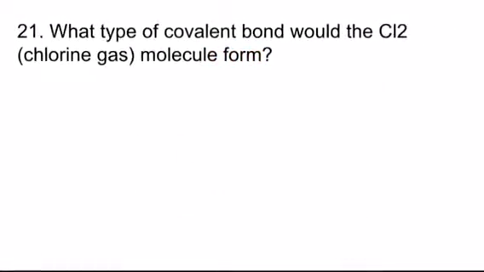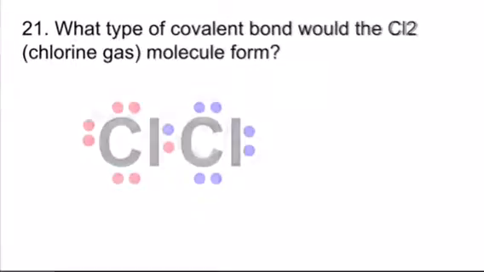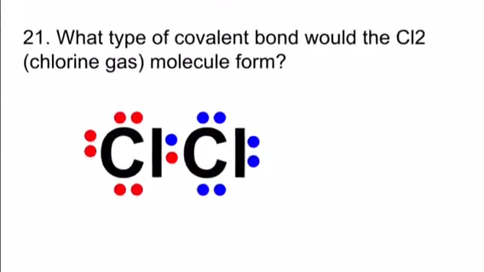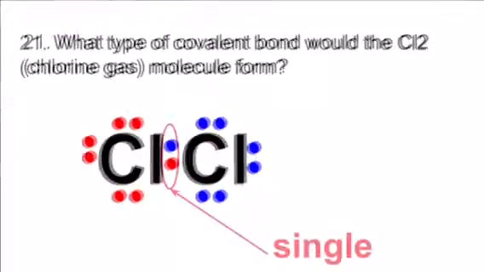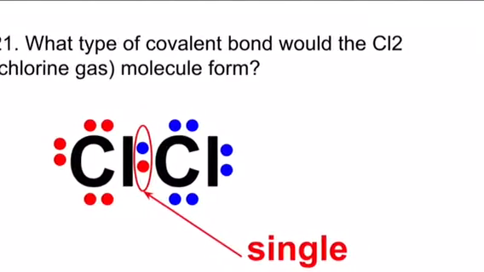Our 21st question asks what type of covalent bond will Cl2 or chlorine gas form? And we can see chlorine has 7 valence electrons. It needs 1 more to become stable. So that middle pair there is going to be shared, and that would be known as a single covalent bond.